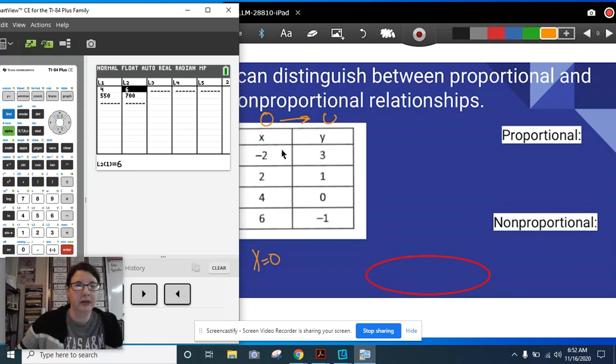So we are going to use our calculators, and we're going to go into stat edit, and I'm going to enter in my x and my y. So I'm going to move over, and I'll put negative 2 and 2. You can enter the whole table. I'm only going to enter 2 points. That's all you need, and 1.